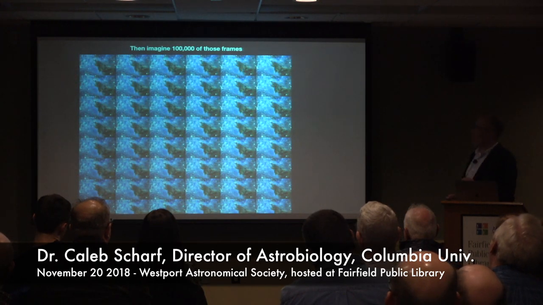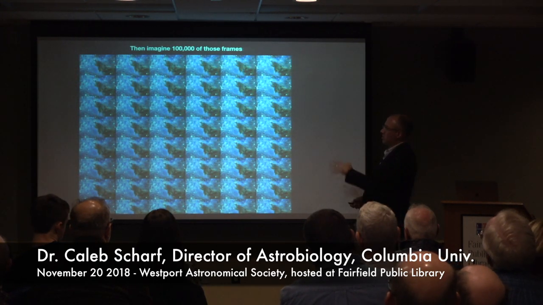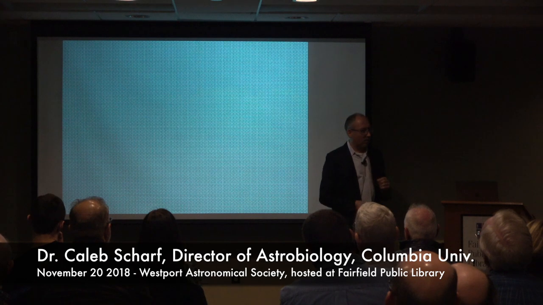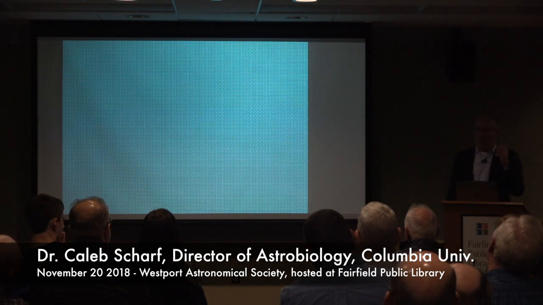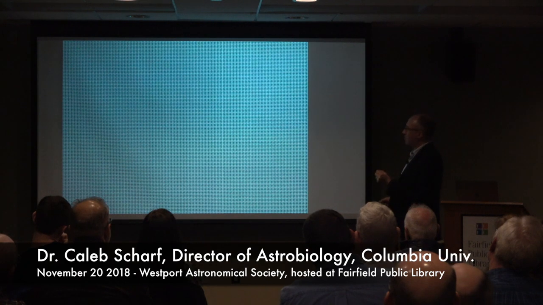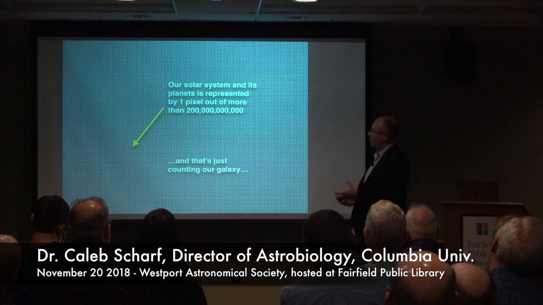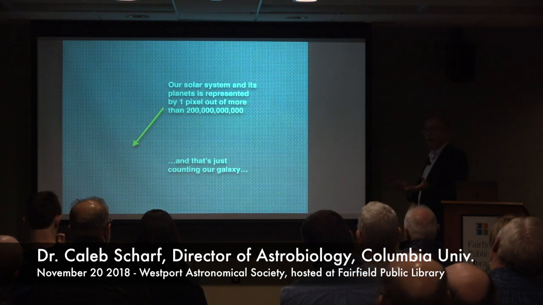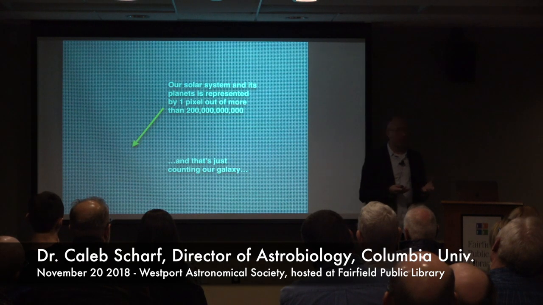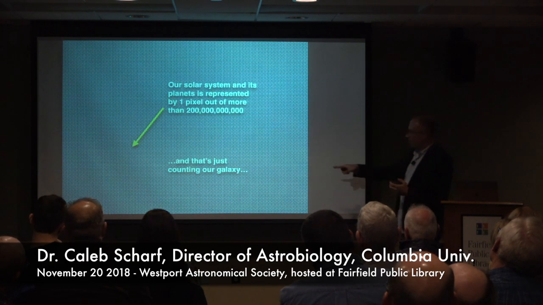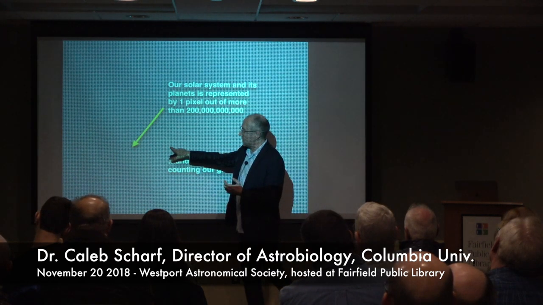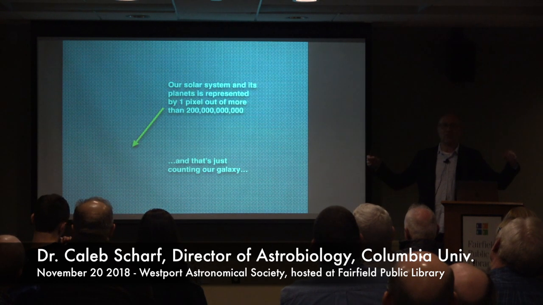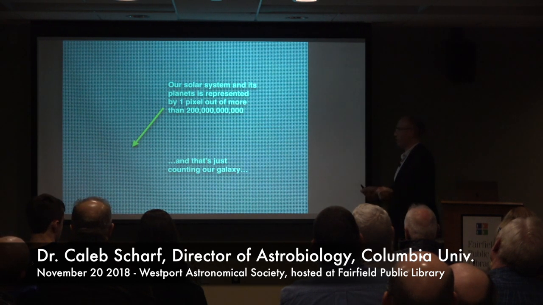Now imagine 100,000 TVs, 100,000 of those frames. It's not that. It's not even that. It's kind of more like that. Well, in terms of planets, how many planets are in our Milky Way galaxy, it turns out that our solar system is represented by just one pixel out of 200 billion. Basically, every star in our galaxy has planets around it. So imagine we're one teeny little pixel within one of these teeny little screens, and all the other teeny little pixels each represent a separate planetary system in our galaxy. That's how many worlds are out there.